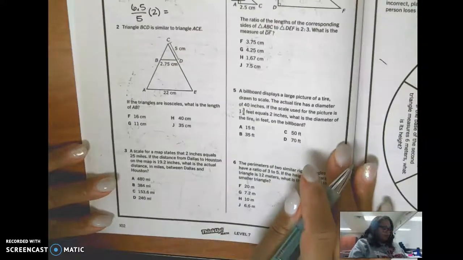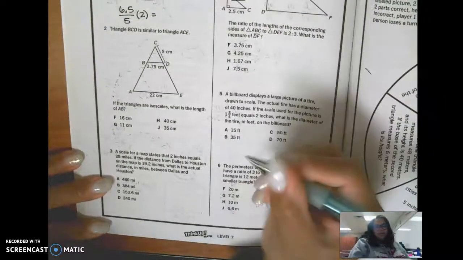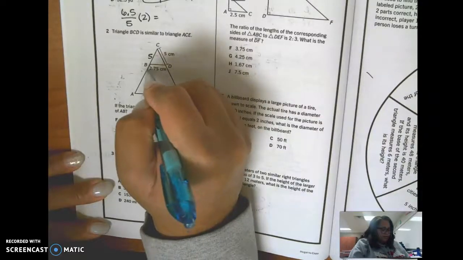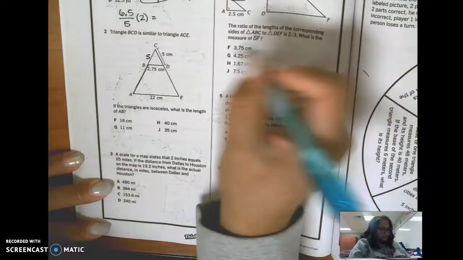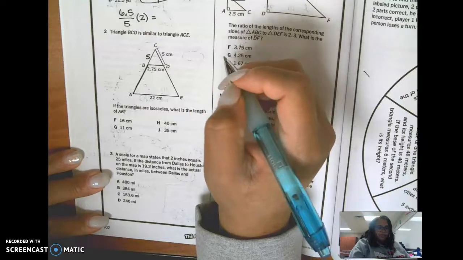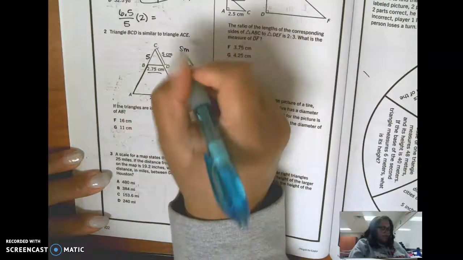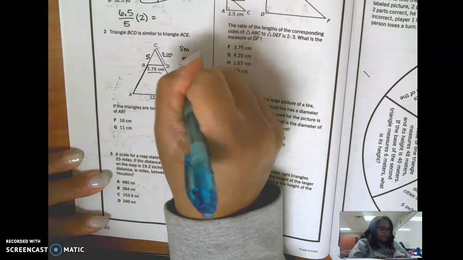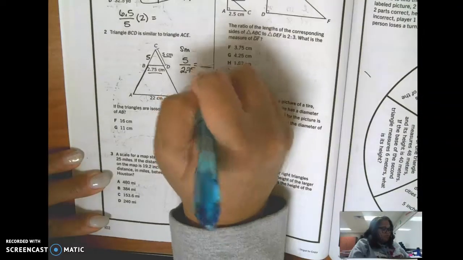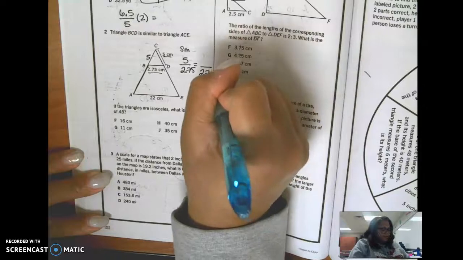All right, for number 2 on page 102. Triangle BCD is similar to triangle ACE. If the triangles are isosceles, what is the length of AB? So this is 5, and then I need this side here. So for my small triangle, I'm going to make my rate. So my ratio is 5 to 2.75. 5 to 2.75 equals, what do I know? 22 down here and X.